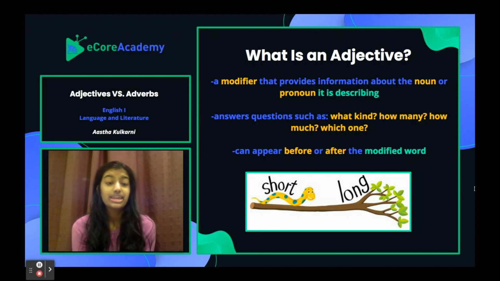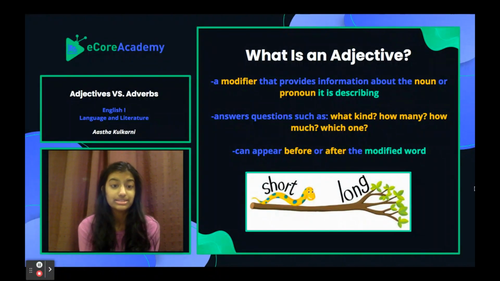And then lastly, it can appear before or after the modified word. This is really important. Again, it depends on how you like to write, what your writing style is. Everyone's different. It also depends on the flow of the sentence, but there's no right or wrong place for placing an adjective in a sentence. It can go before or after the modified word. And below we just have a simple picture. It's just two simple adjectives, short and long.